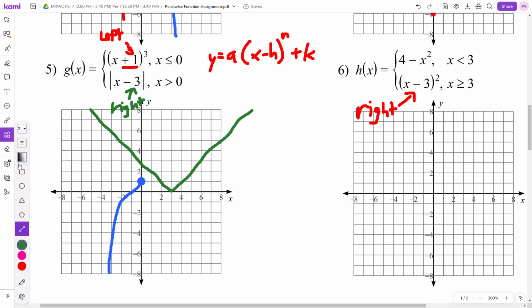I should have done... let me make it look nicer. I'll do this. So it goes here like this, and there like that. And I'm going to make this look real nice. There we go. And this is an open circle because the point is not included there. And that's it for that one.